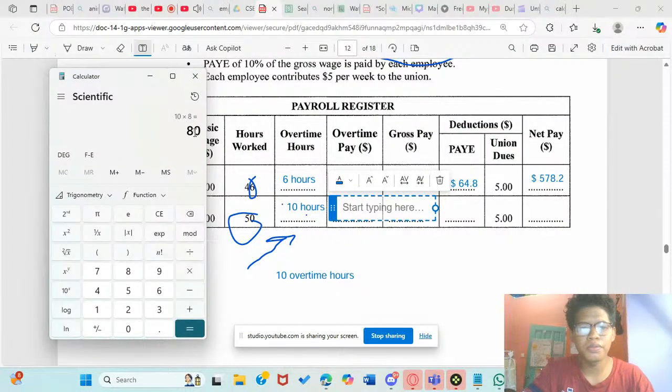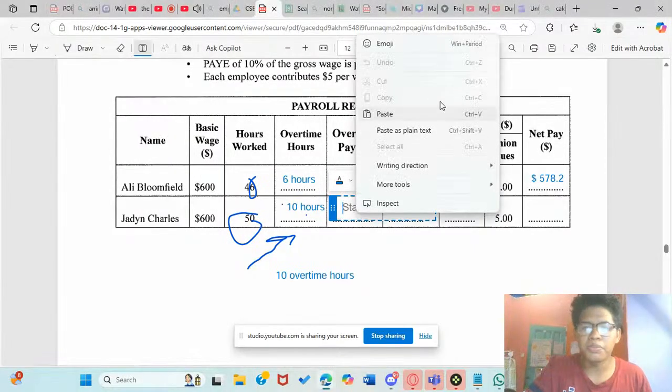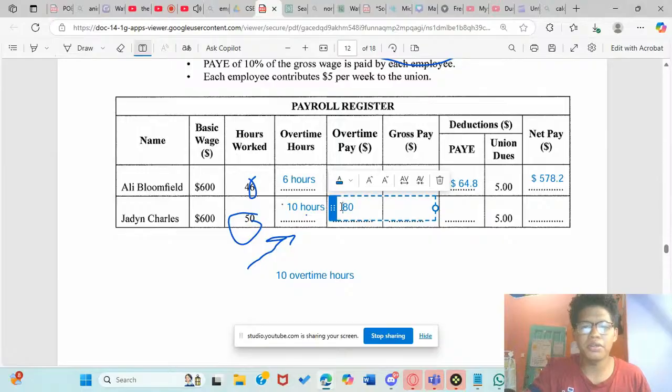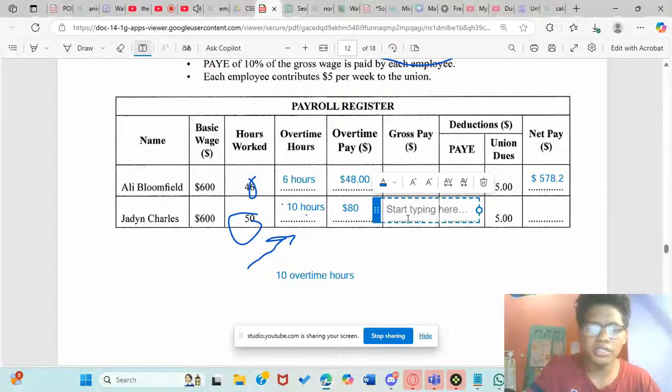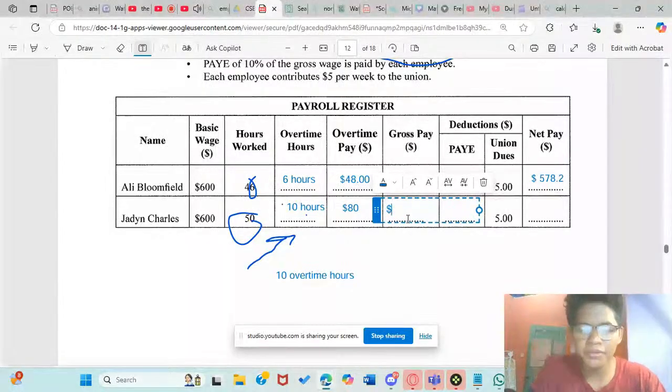So that is $8 per hour. Let's put that right there. $80, within our sign, so we make sure that we're not doing anything crazy. Gross pay is the $80 plus the initial overall payment, so that would be 600 plus the $80. That would be $680. This is not hard. The $680.